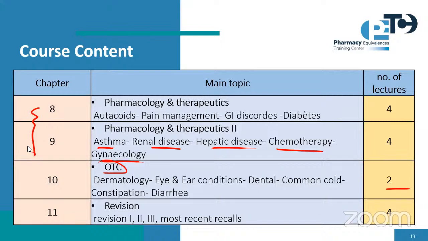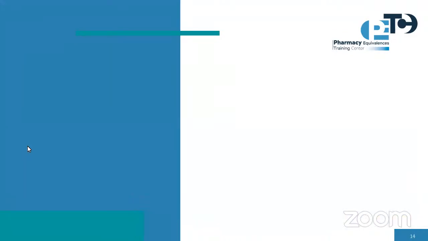Okay? We have revision 1 for paper 1, revision 2 for paper 2, revision 3 as a general for both papers, and revision 4 for the most recent recalls, the most recent recalls present in the last exam and last exams, 2 or 3 exams. Okay? This was the composition of the preparation course.